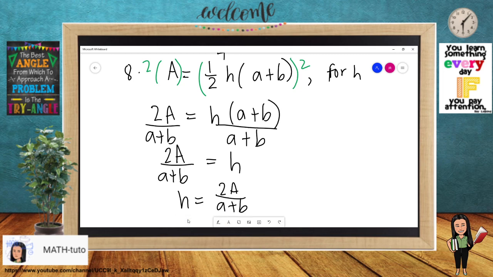Okay? So, that is how you solve literal equations. Your answer would still consist of variables because we are just solving the required variable in terms of other variables.